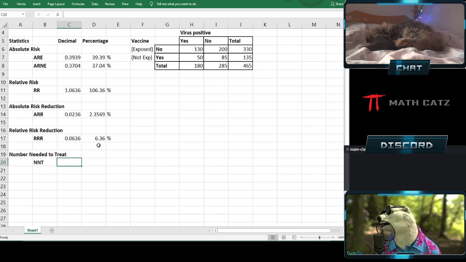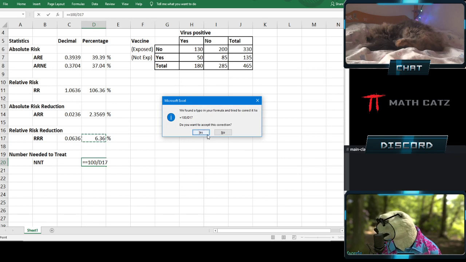So that 6.36 is a percentage. That means 6.36 people in 100. So in order to figure out the number needed to treat, I have to calculate. I'll do it over here because it uses the percentage ones. I like the percentage version, but you can of course do the decimal version as well.